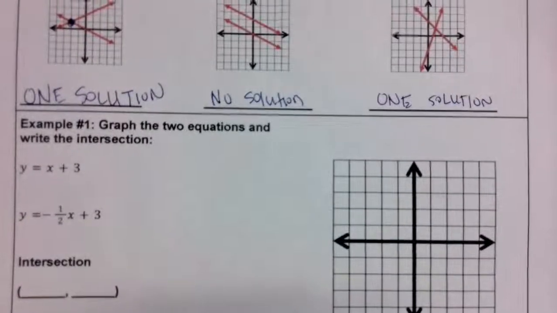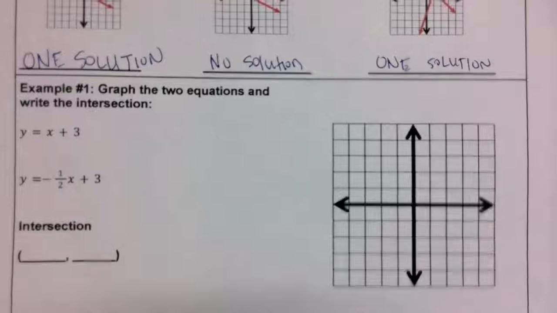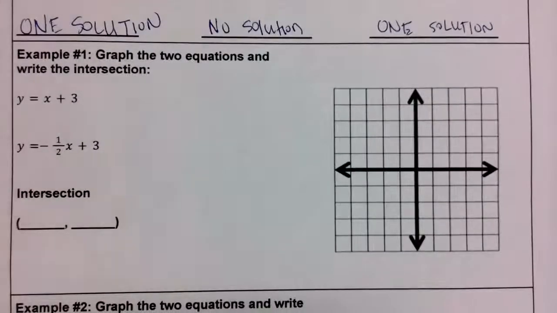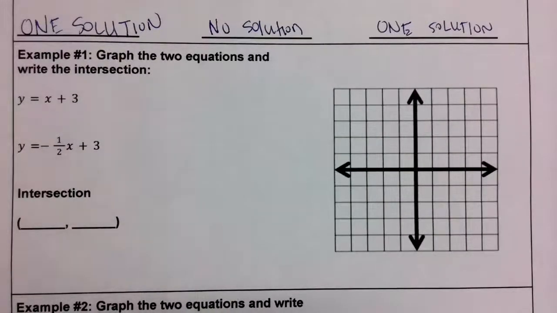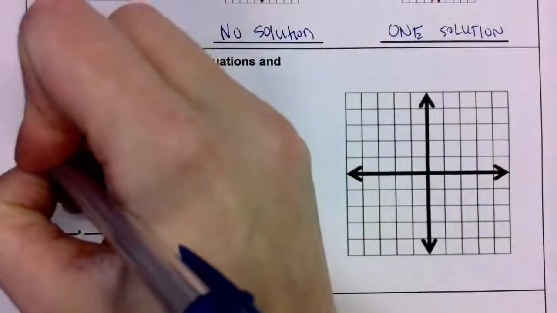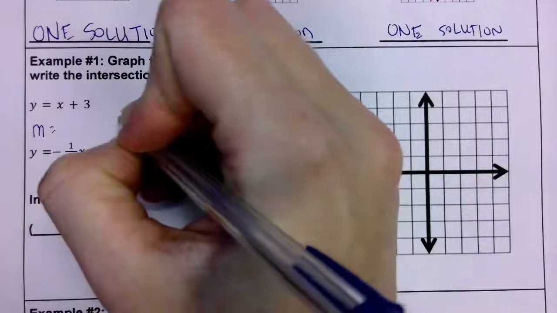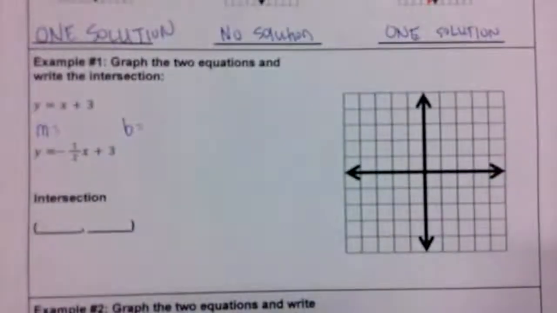So let's look at this. Remember how last week we did graphing an equation. That was one equation, one graph. Now we're doing two equations on one graph and seeing where they intersect, if at all. So, same thing that we did last time. What is your m and what is your b?